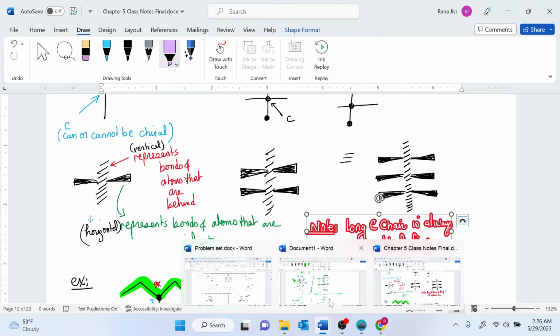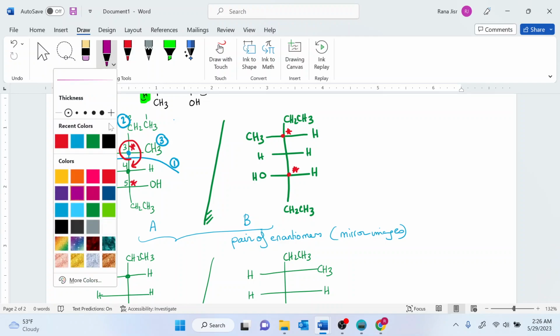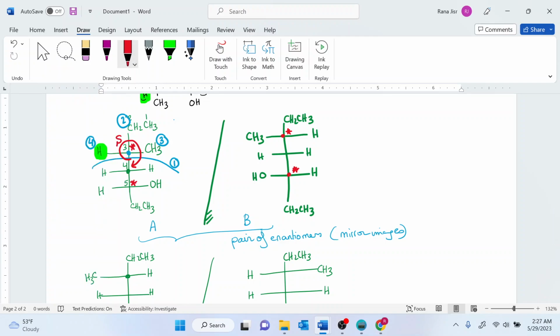Whenever you're doing the configuration, you cannot have hydrogen in front. Hydrogen always needs to be at the back. And it's not recommended to put the hydrogen along the vertical line. So the rule is keep it always on the horizontal line, do the configuration, and whatever configuration you get, just go ahead and invert that. So this is an R inverted, and now it is going to be an S configuration. Okay, so that is going to be for 3.